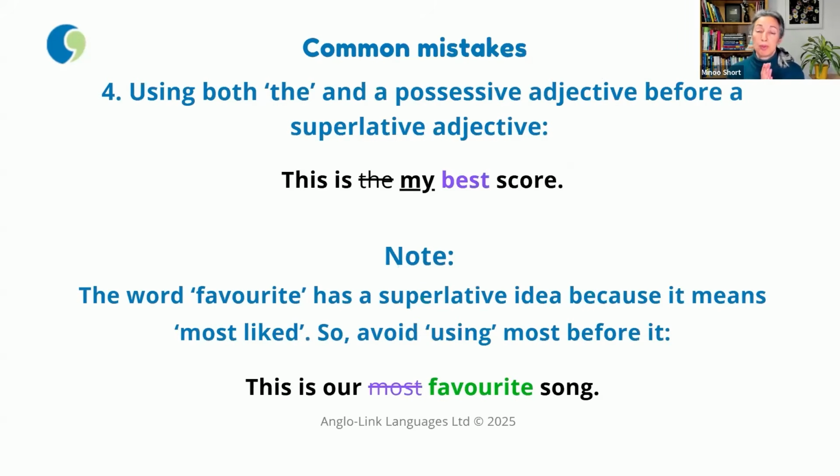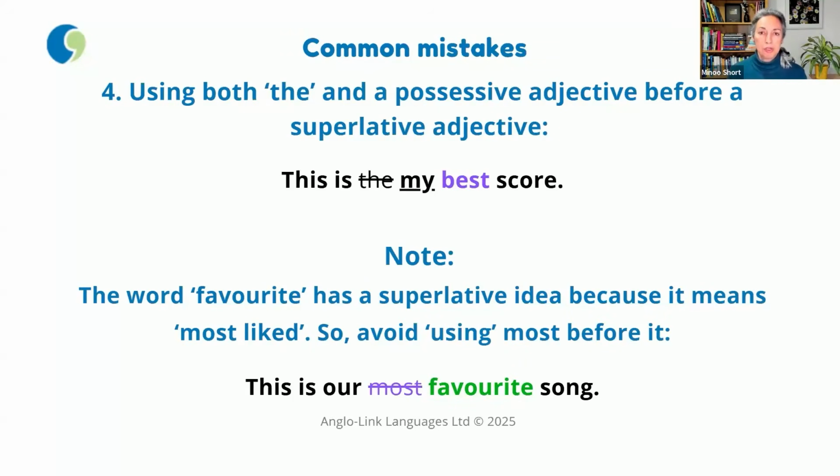Sometimes I hear you use both the and a possessive adjective before a superlative adjective. Don't say the my best score. They don't come together. If you have my, the disappears. This is my best score. Now, a little note here about the word favorite. The word favorite doesn't look superlative, but it has a superlative idea. It means most liked. So avoid putting most before the word favorite. Again, a very common mistake. It's not this is our most favorite song, this is our favorite song.